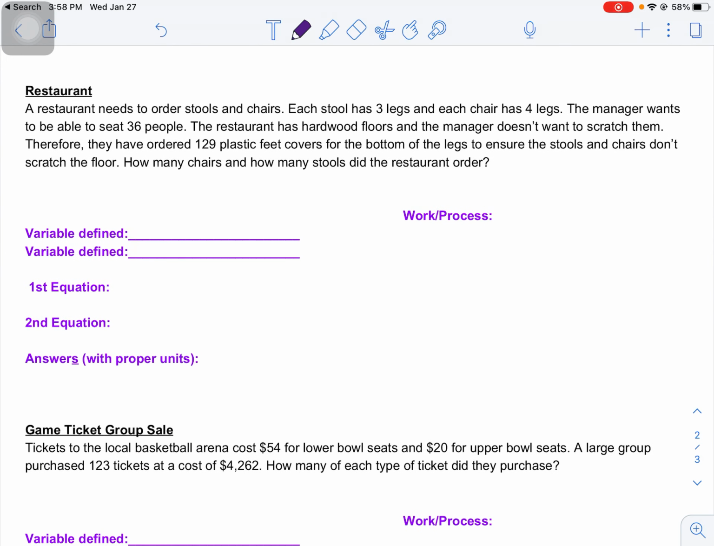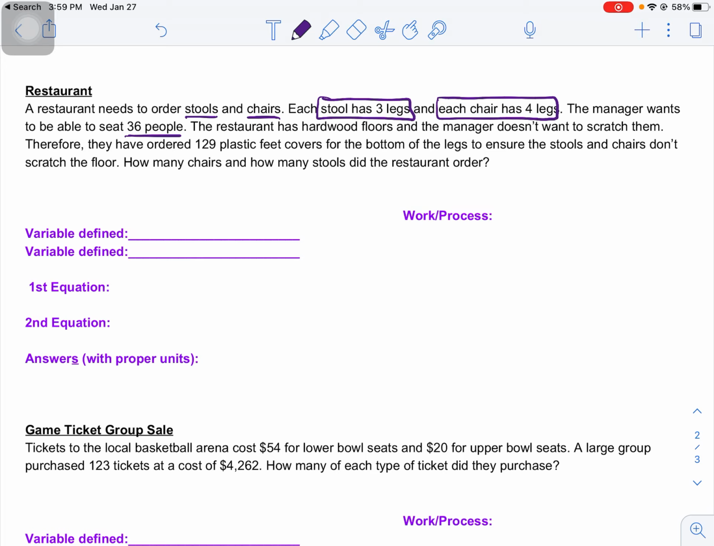So a restaurant needs to order some stools and chairs. So we're talking about stools and we're talking about chairs. Each stool has 3 legs. That's important to know. And each chair has 4 legs. The manager wants to be able to seat 36 people. So they have to have 36 spots for their customers to sit. That's what he wants.